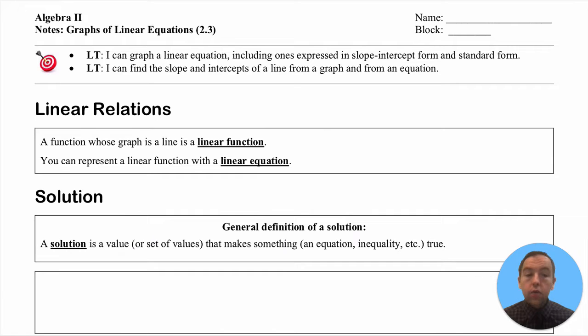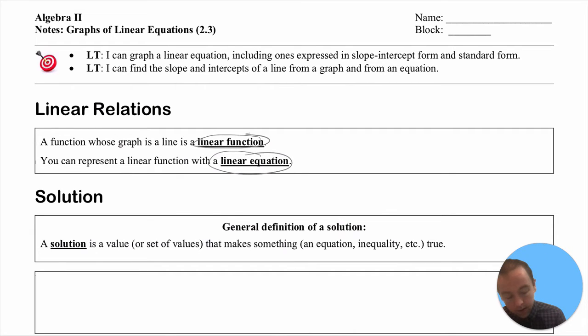We're going to be working to graph linear equations in this section, as well as understand the different characteristics of the graphs of lines. It is true that whenever we're dealing with lines, we can always represent lines with an equation, and if that equation defines a line, we call it a linear equation.